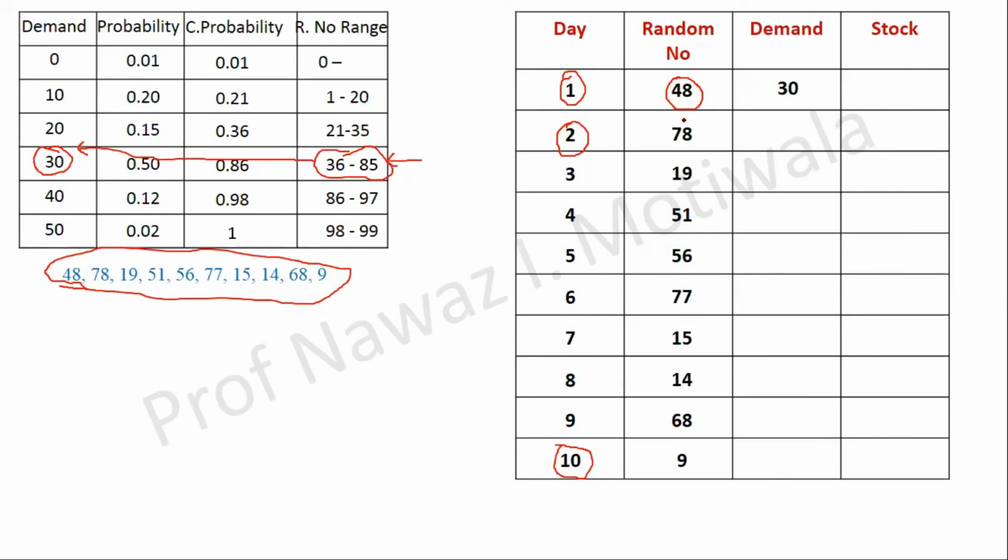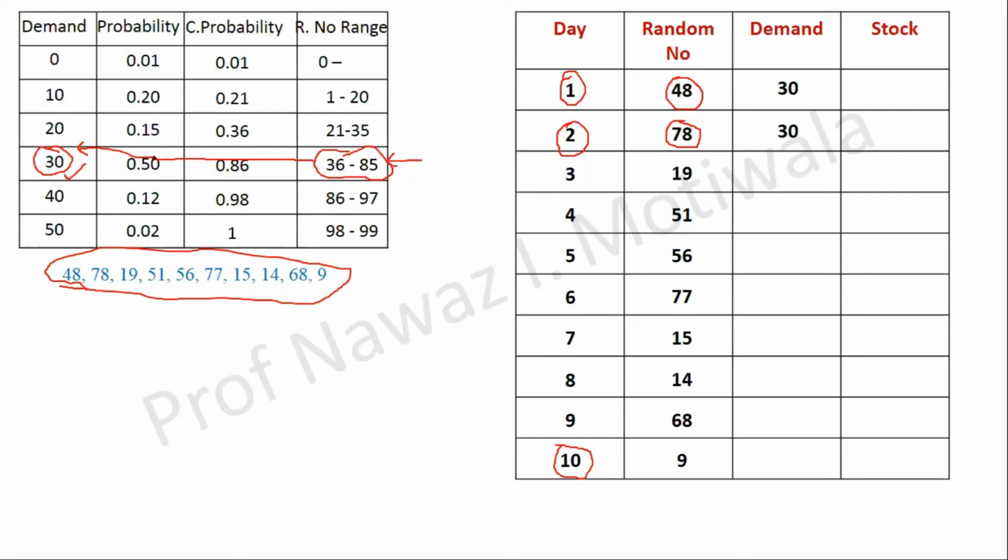Now again, the second random number is 78. Again what we need to do is check where this 78 lies in the random number range. So again the range will be the same because it is from 36 to 85. As the range is the same, the demand will also be the same, that will be 30. So I will write down 30 here.